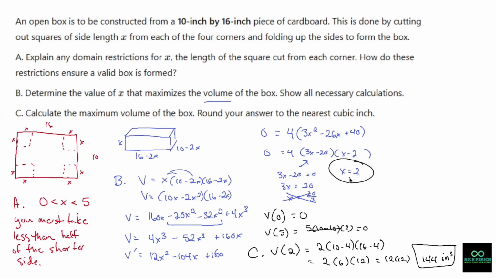All right, so x is 2 inches for B. That's the value that maximizes it. And the maximum volume that we're going to get is 144 inches cubed. So this is the standard box with no top optimization problem.